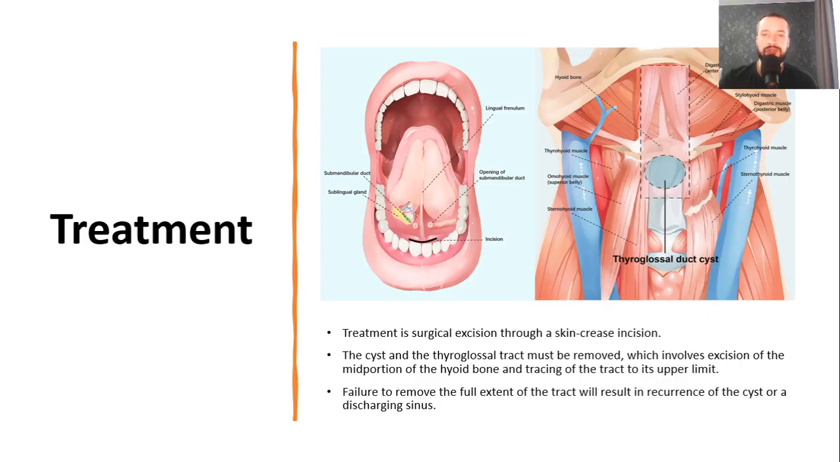Treatment is surgical excision through a skin crease incision. The cyst and the thyroglossal tract must be removed, which involves excision of the mid portion of the hyoid bone and tracing of the tract to its upper limit. Failure to remove the full extent of the tract will result in recurrence of the cyst or a discharging sinus.